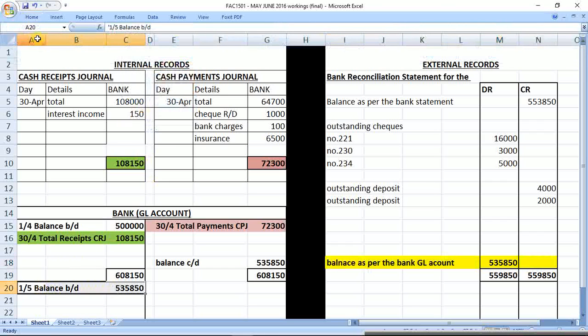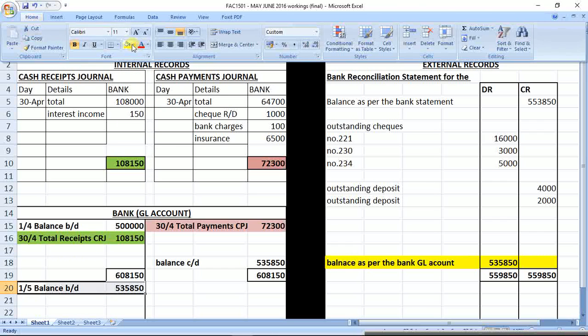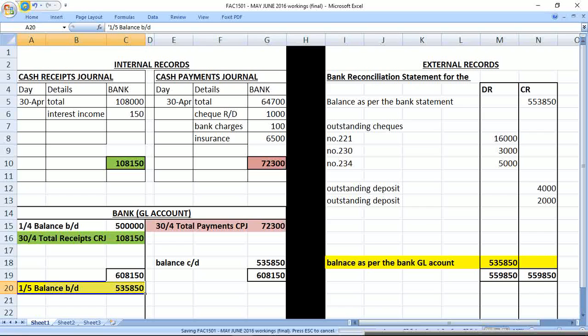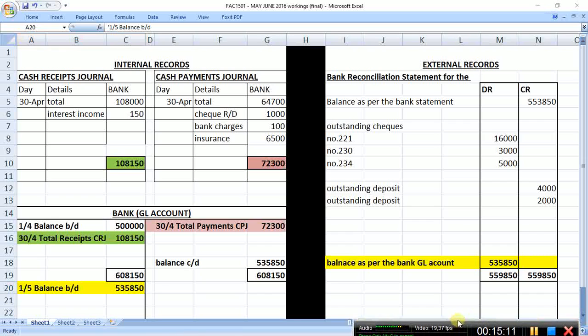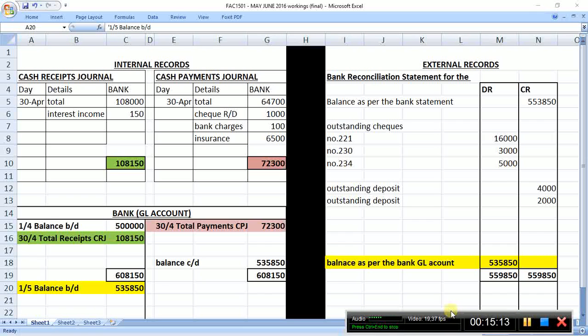So hopefully if that happens in the exam, what is that question out of? 21. You just got 21%. That's why bank recon is really easy, because you know if you've got it right or not. Okay, how much time should you have spent on that question? 25 minutes. How much time did we spend? 15. Bonus, eh?